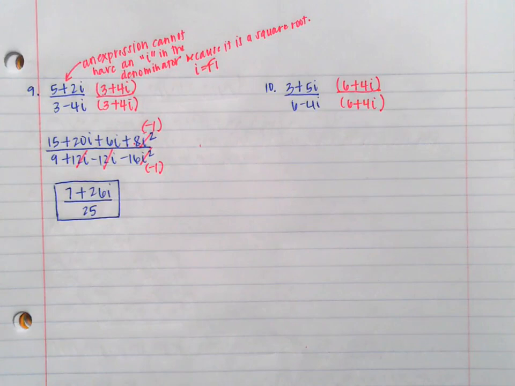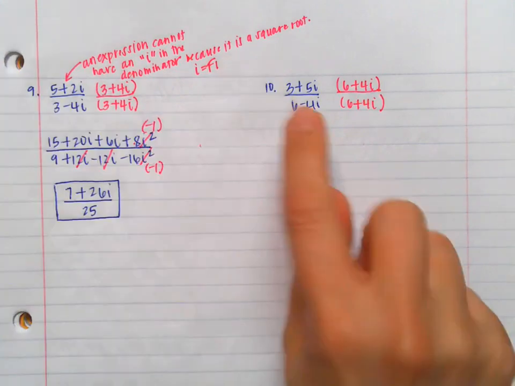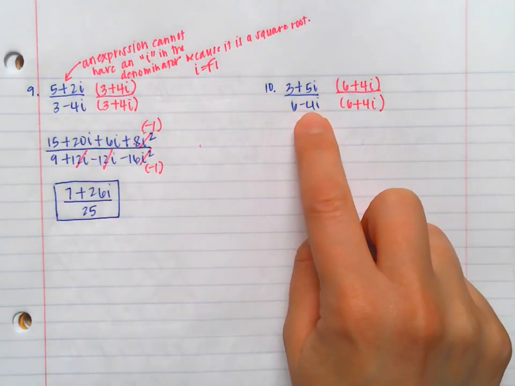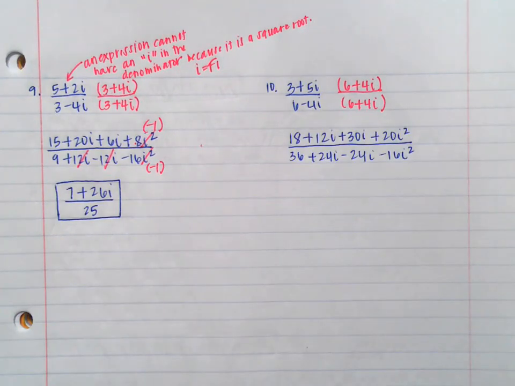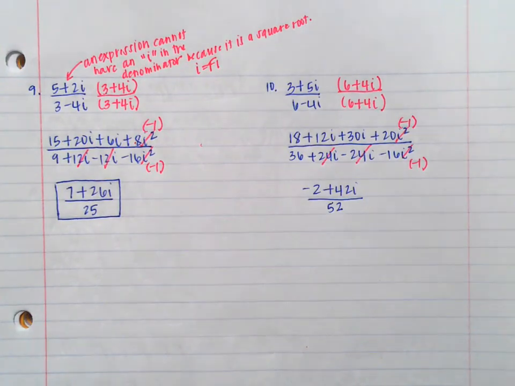And if you were thinking 6 plus 4i, because you're changing the sign but keeping everything else the same, you would be correct. So multiply the top and multiply the bottom, and then come back to check your work. Okay, so I multiplied the top and the bottom, so just double check that you got the same thing as I did, and then I'm going to start to simplify. When I combined like terms and canceled anything out, I got negative 2 plus 42i divided by 52. Now, I want to see if I can reduce that.